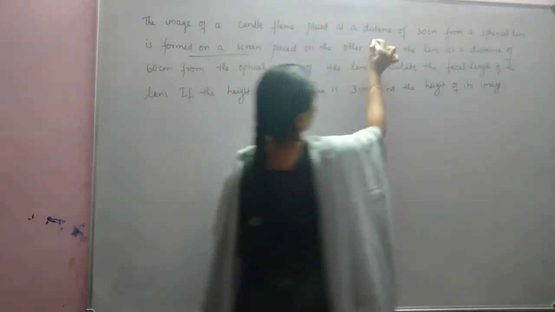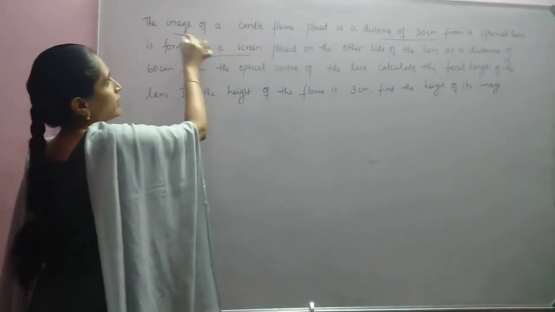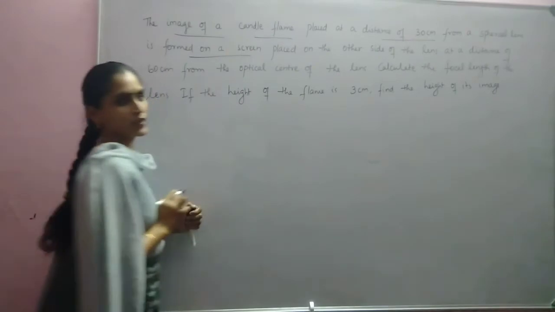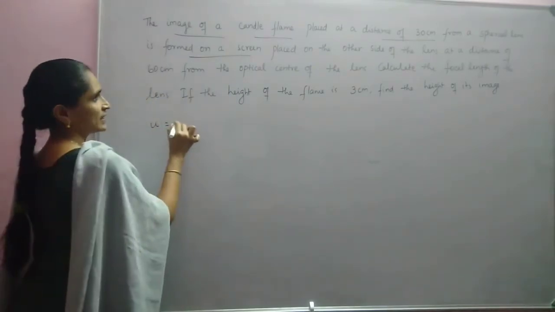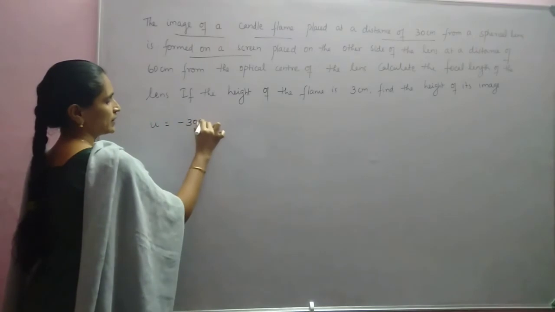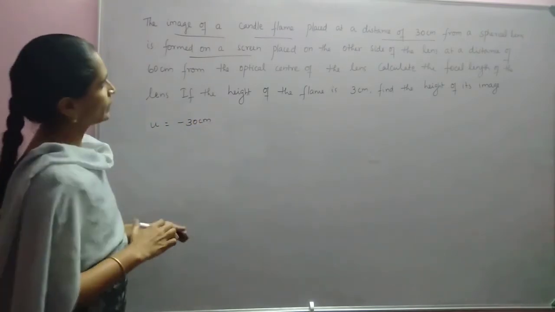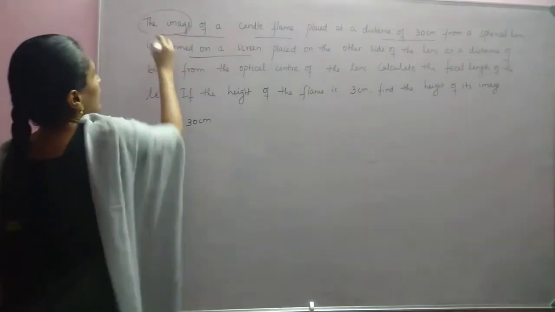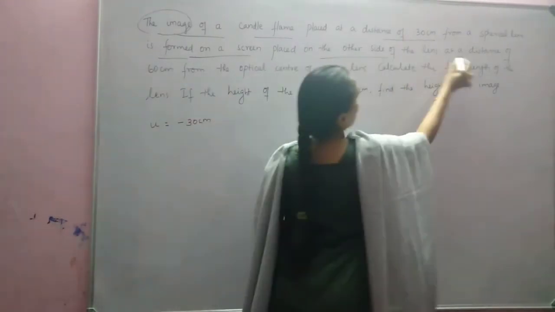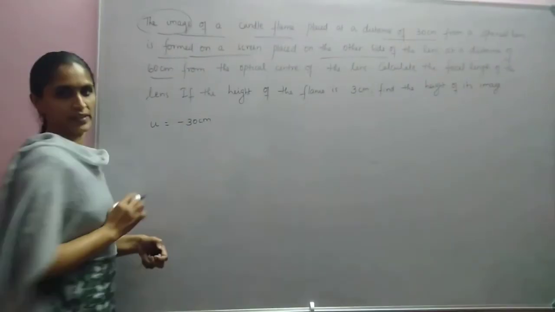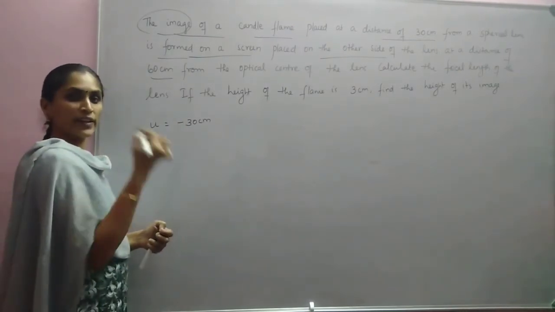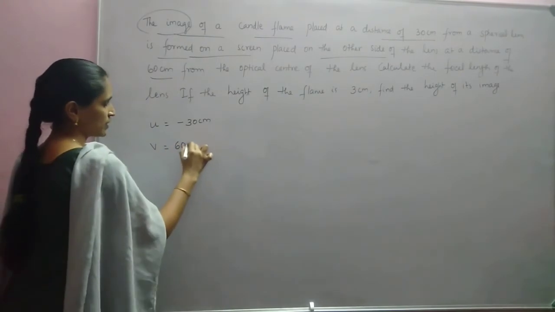What is given? The candle flame is placed at a distance of 30 cm. So the object distance is given as minus 30 cm. Now what is given? The image is formed on the other side at a distance of 60 cm. Since it is formed on the other side, the image distance will be plus 60 cm.